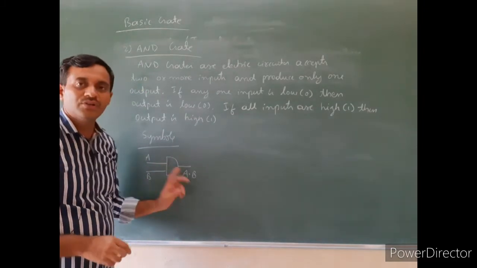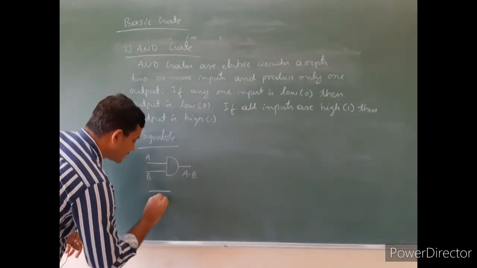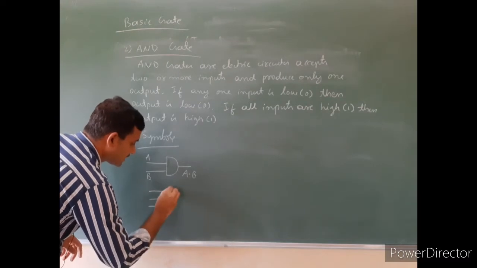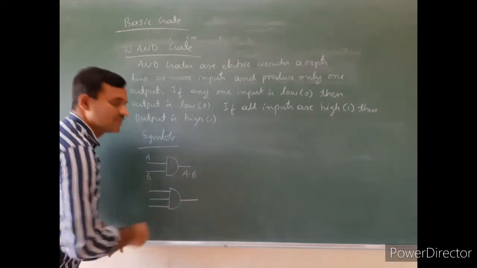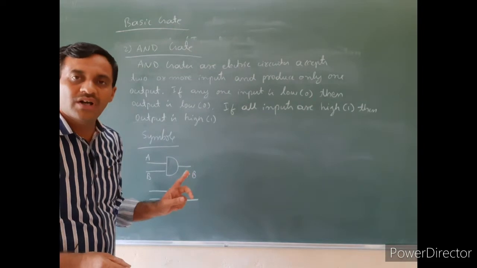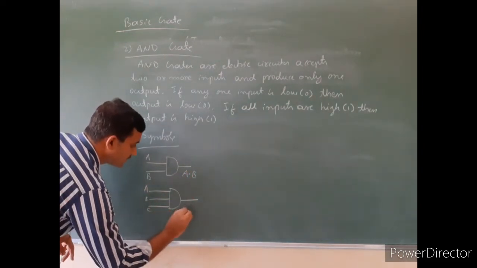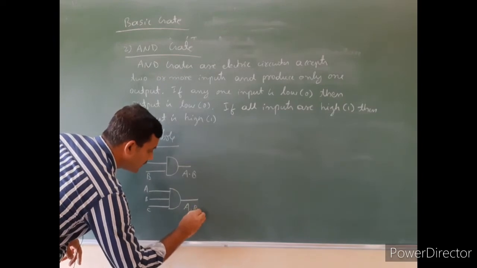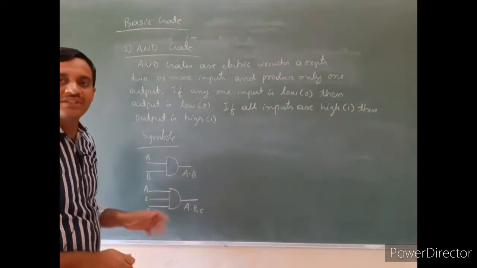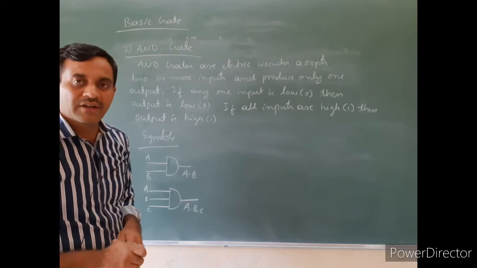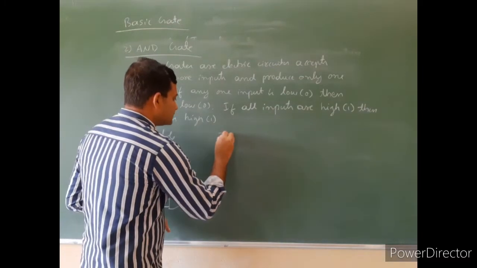So A into B. If there are 3 inputs like this, because it accepts 2 or more, it also produces only one output signal. If the inputs are A, B, C, then the output is A into B into C. So these are the logic symbols for the AND gate. Then the truth table.